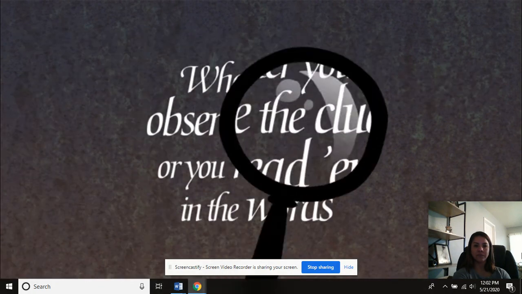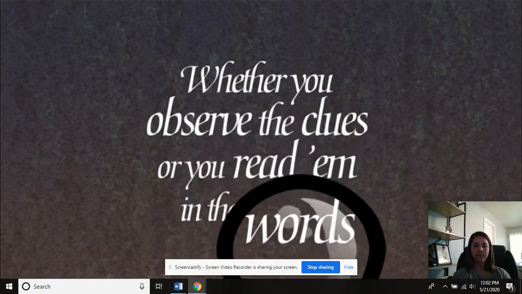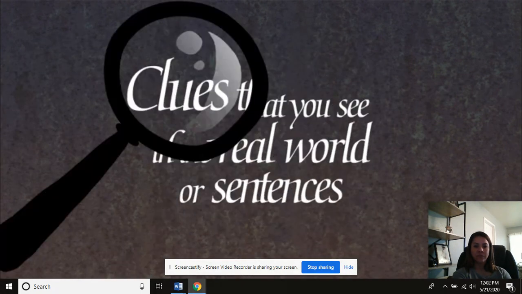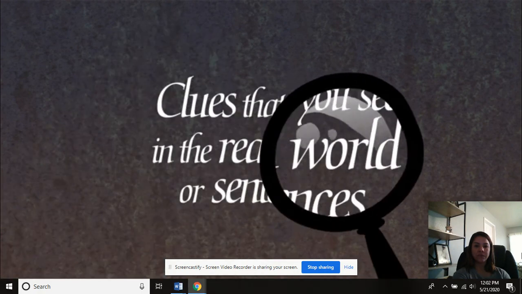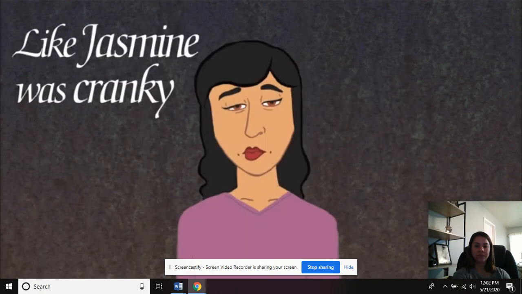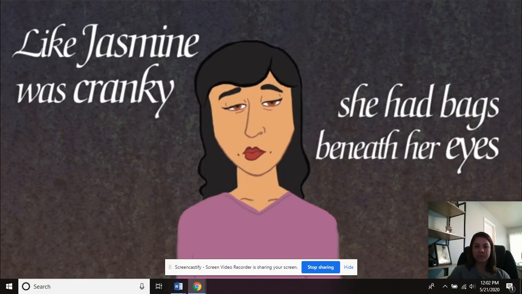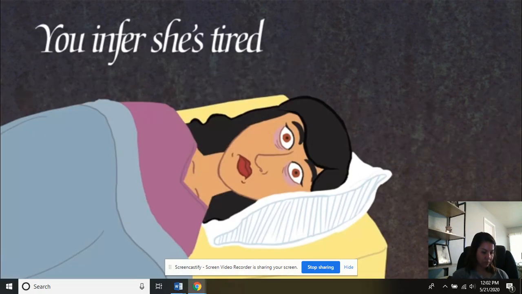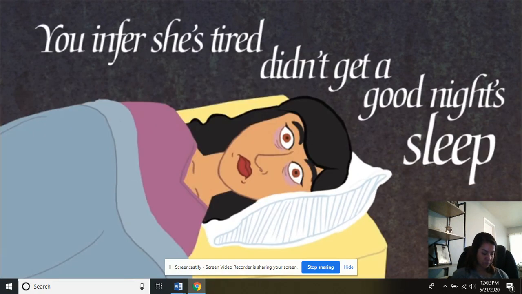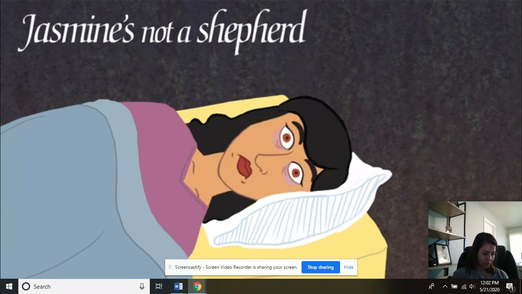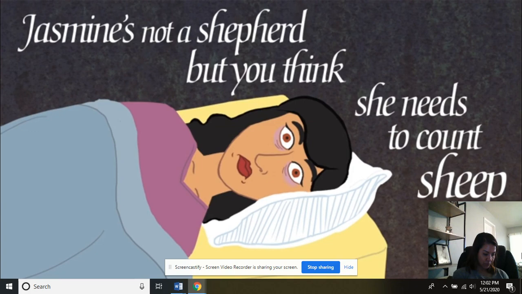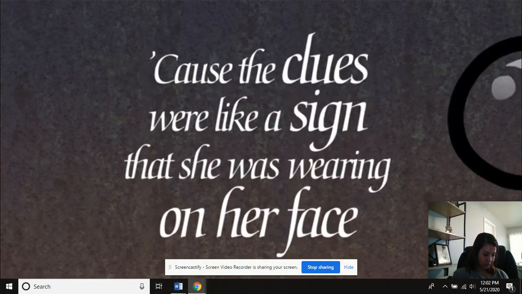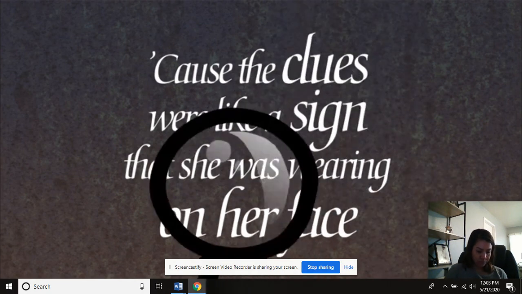Whether you observe the clues or you read them in the words, you reach conclusions from details or evidence. Clues that you see in the real world or sentences like Jasmine was cranky. She had bags beneath her eyes. Her head was droopy. She was yawning all the time. You infer she's tired, didn't get a good night's sleep. Jasmine's not a shepherd, but you think she needs to count sheep. She didn't tell you she's sleepy. She didn't have to say, because the clues were like a sign that she was wearing on her face.